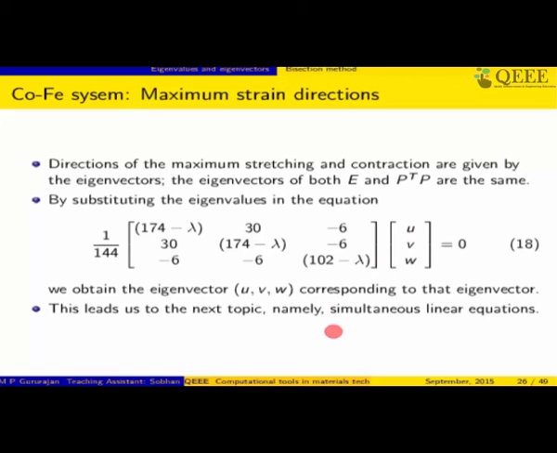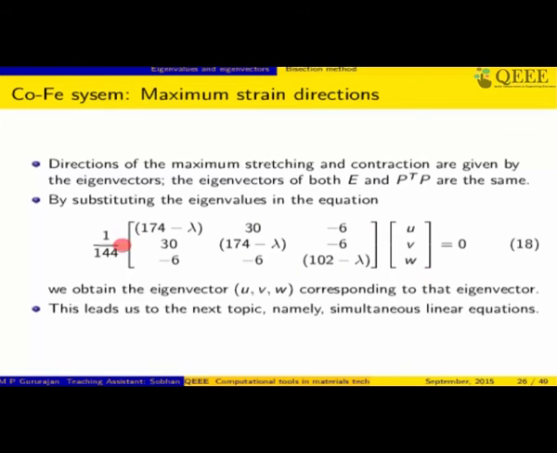So solving for the eigenvalues basically took us to finding the zeros of polynomials. Once you have found the zeros of the polynomial and found the eigenvalues, you come back and substitute in this equation. Now you are trying to calculate UVW.